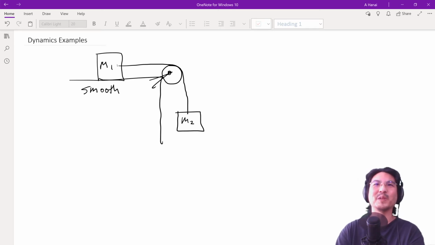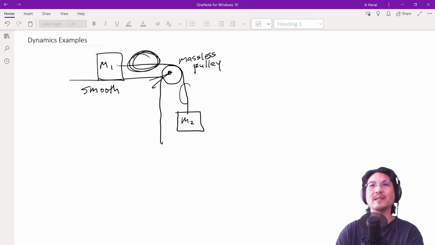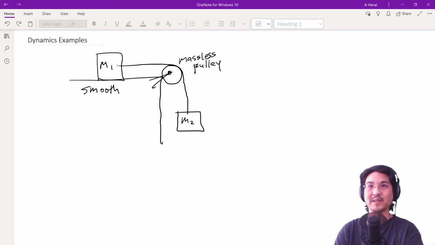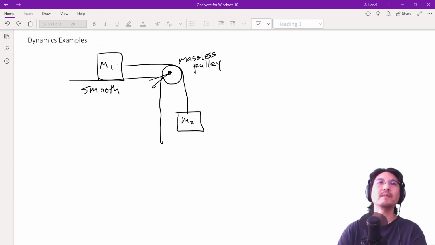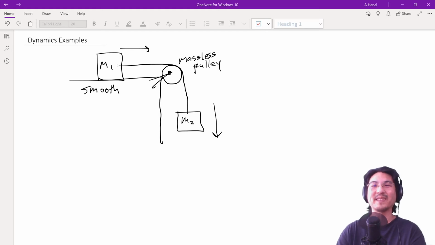And then let's say the pulley is massless. This will come into play later as well. Because if the pulley is massless, the tension here is the same as the tension here. That will change later as well. Okay, so let's say you let these go from rest. So this block's going to go that way. This block's going to go that way.